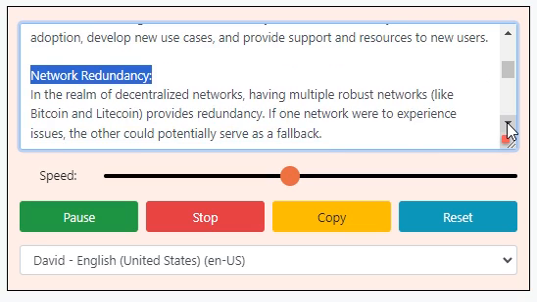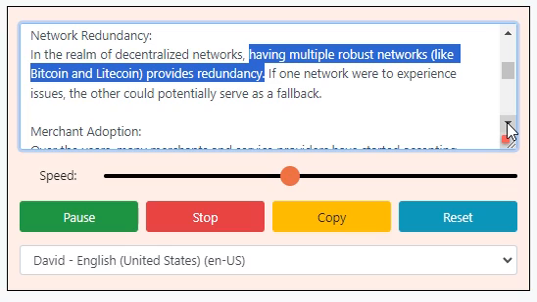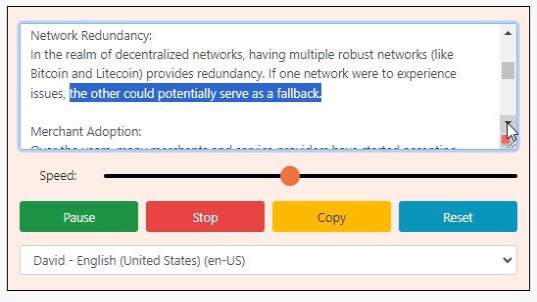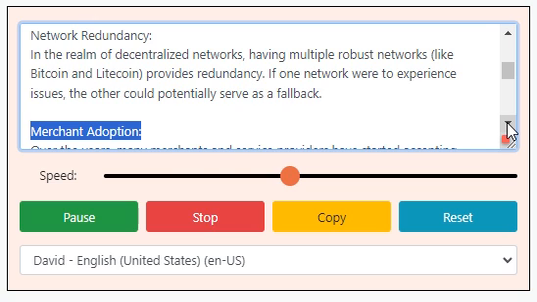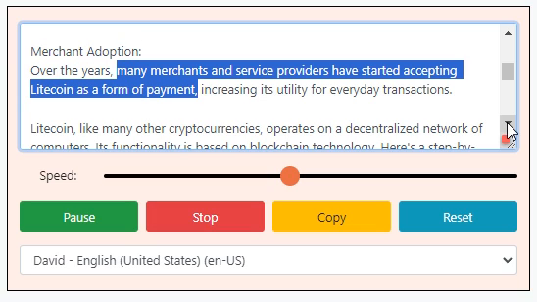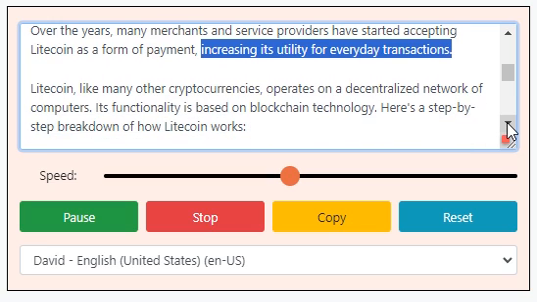Network redundancy. In the realm of decentralized networks, having multiple robust networks, like Bitcoin and Litecoin, provides redundancy. If one network were to experience issues, the other could potentially serve as a fallback. Merchant adoption. Over the years, many merchants and service providers have started accepting Litecoin as a form of payment, increasing its utility for everyday transactions.